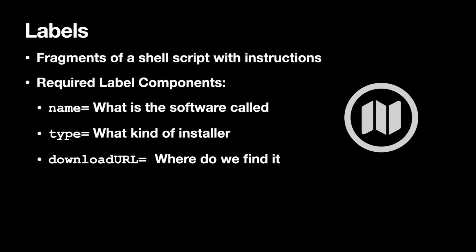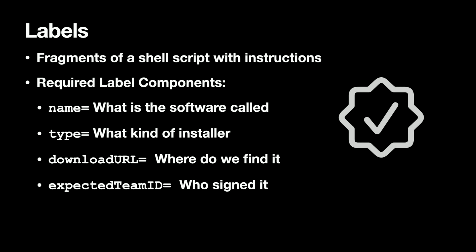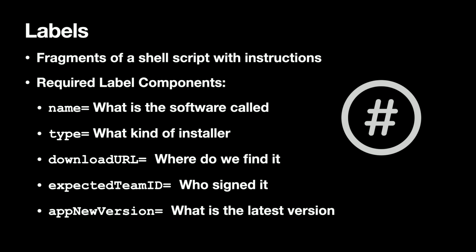The download URL: where are we going to find it? What host do you want to actually get the software from? And then the expected team identifier. I'll talk about that a little bit more, but basically it's who signed it, and was it signed by the actual people that make the software, not just some other random developer. The last component I'm going to talk about in depth is not required. It is an optional one, but it's app new version.